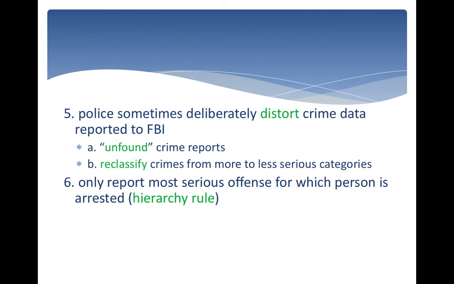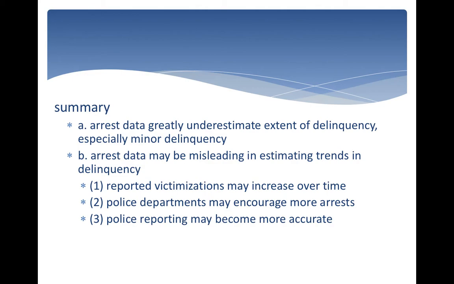Police also sometimes distort crime data. They might unfound crime reports, say there's not enough information to substantiate it, or reclassify it from more or less serious categories. Also, with the UCR, they follow a hierarchy rule, so only the most serious offense is reported. So if someone has committed multiple offenses in one criminal act, only the most serious one is reported. This is also what's called summary-based information, so you can't connect the offender to the victim in the data.